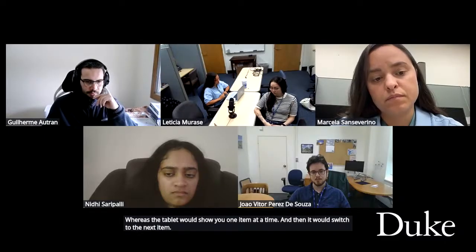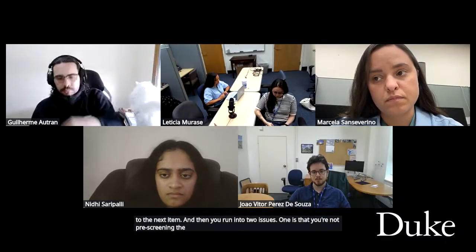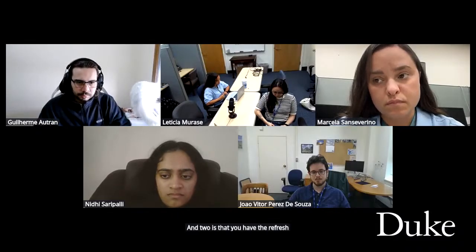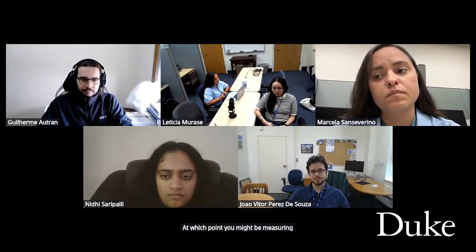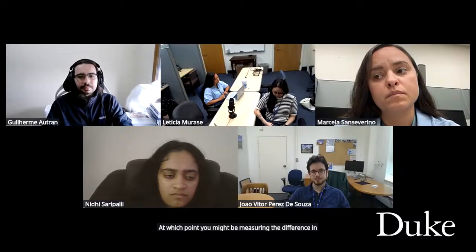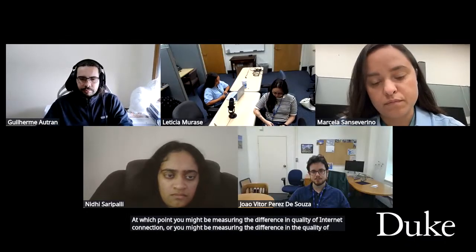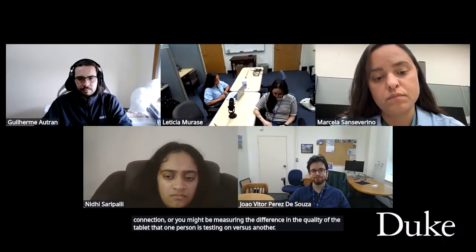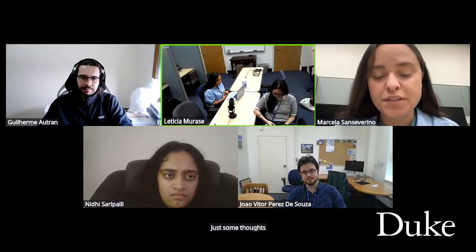And then you run into two issues. One is that you're not pre-screening the next items. And two is that you have the refresh rate on the tablet, at which point you might be measuring the difference in quality of internet connection, or you might be measuring the difference in the quality of the tablet that one person is testing on versus another. Just some thoughts.